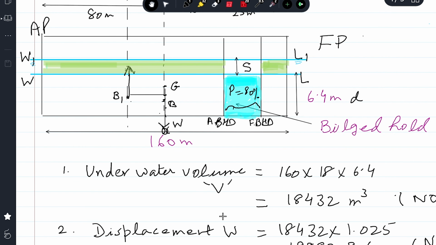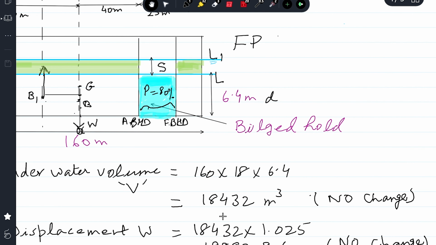How do we proceed with the solution? So let's see what was the underwater volume of the ship. It's a box ship vessel, so length into breadth into initial draft, original draft: 160 by 18 into 6.4, 18432 meter cube. And as we said, this is not going to change, because after building, the ship will have a sinkage, the draft will increase, and again the underwater volume will be back to 18432 meter cube, what it was before building.